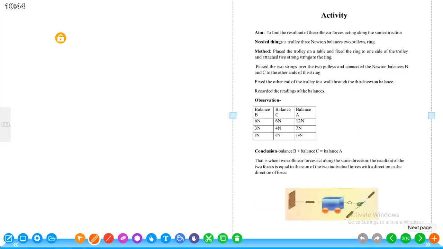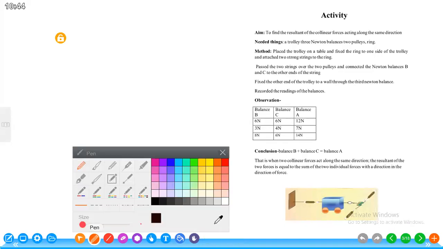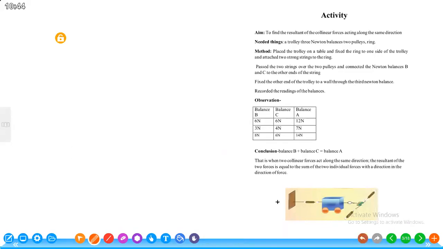Now students, we are going to investigate the result of two collinear forces acting along the same direction through an activity. This figure shows the activity. So now we are going to discuss the concept and the method.